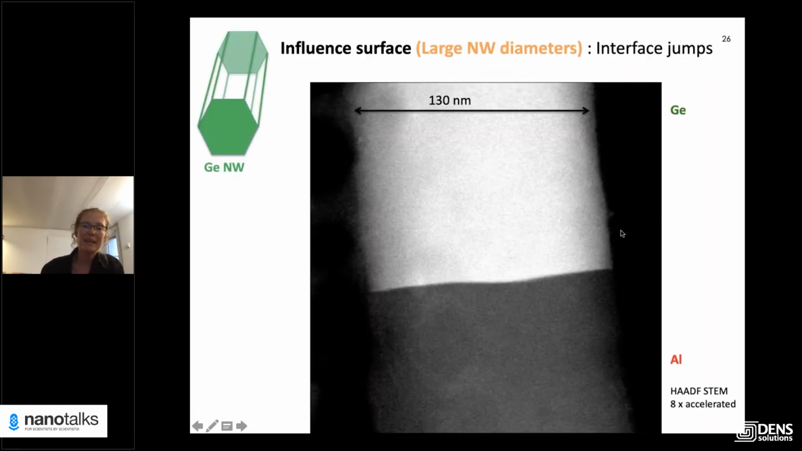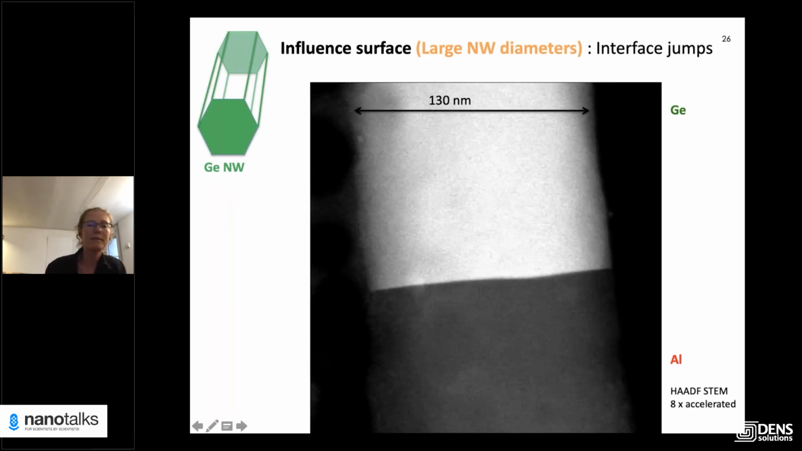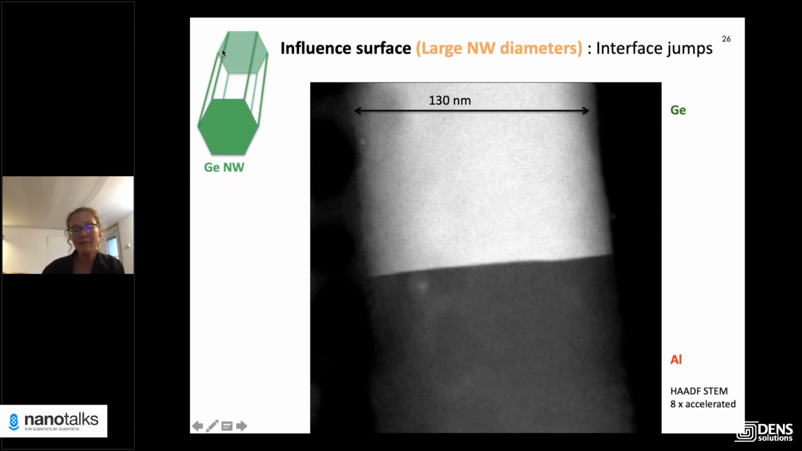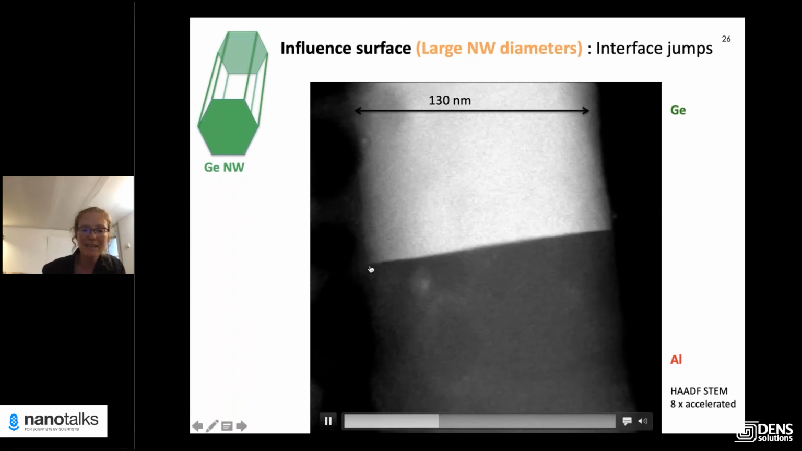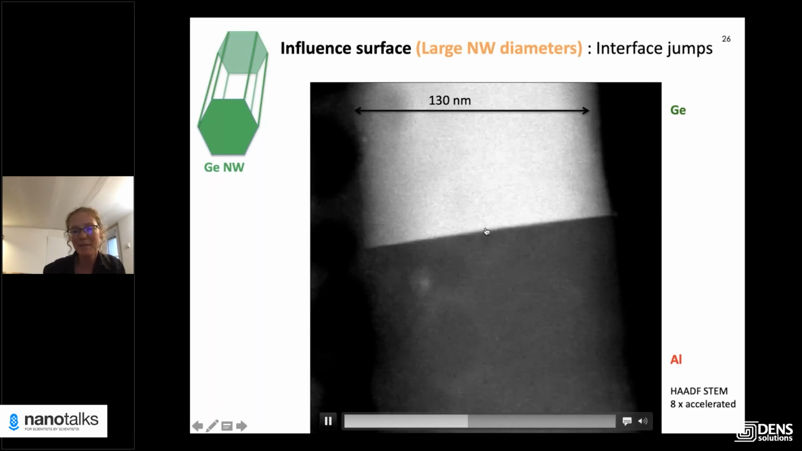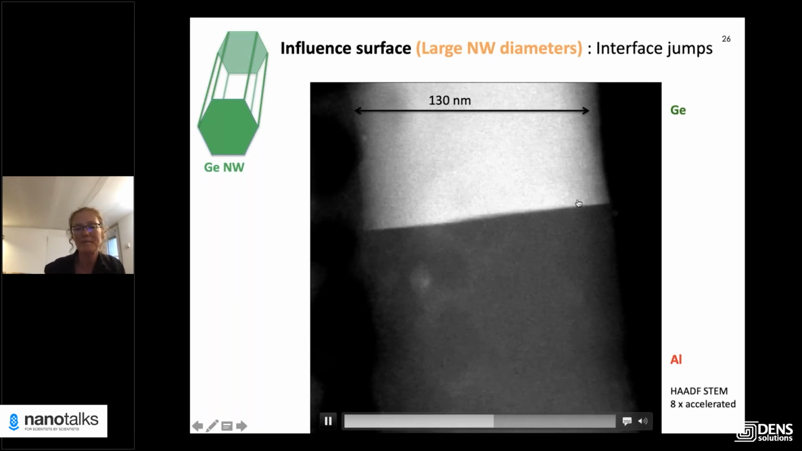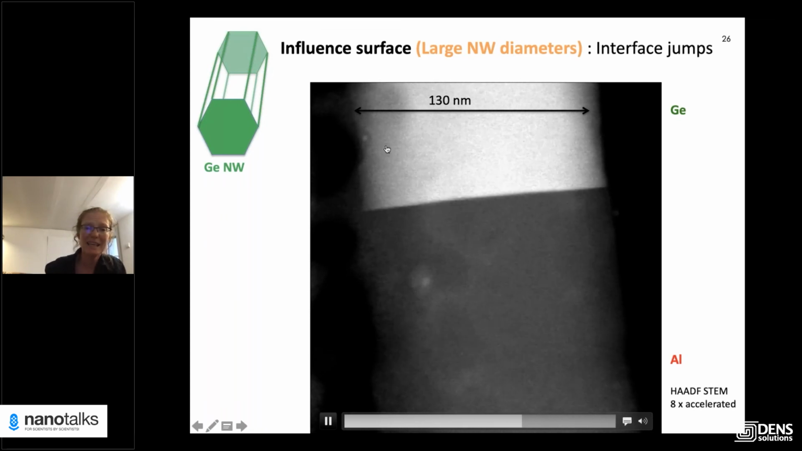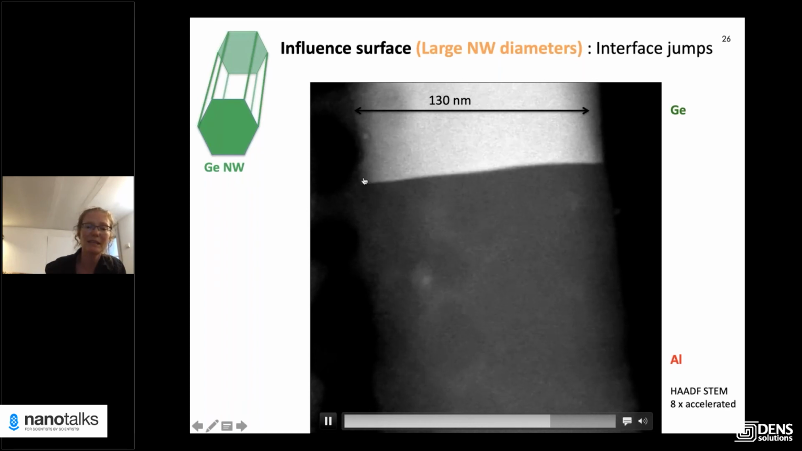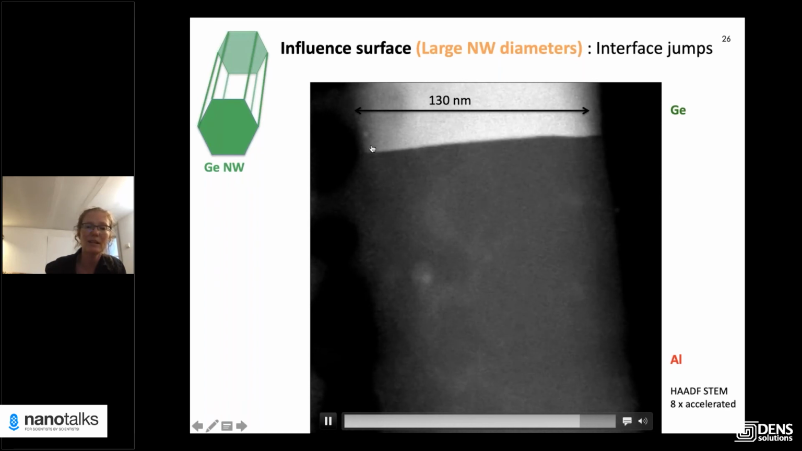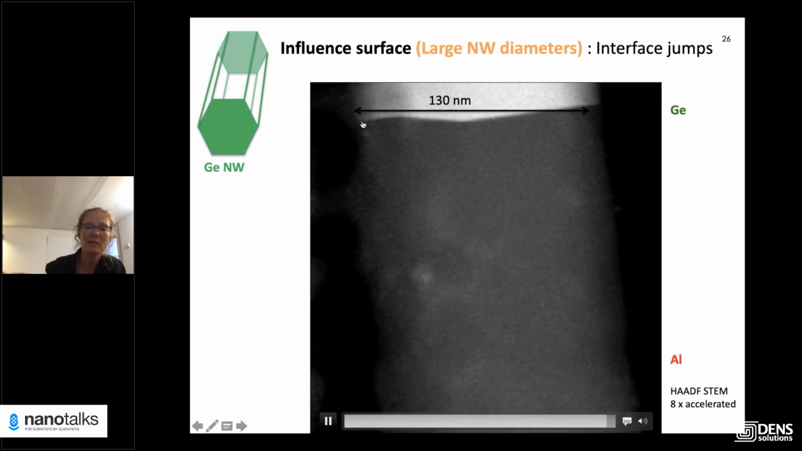So another thing we observed in nanowires with relatively large diameter, so above 100 nanometers, is that the interface can progress in jumps. So I will show you this video. This nanowire was just as grown, so on the surface there will be some native germanium oxide. And you see that the interface can jump, and then the step flows over the interface region. And here we have some roughness at the surface, and this correlates with a much larger jump of the interface. So there it goes again.